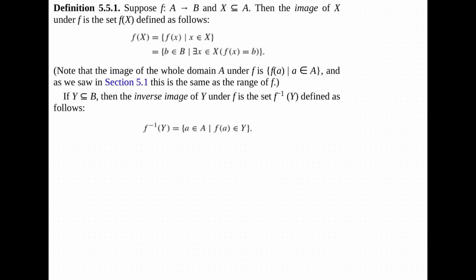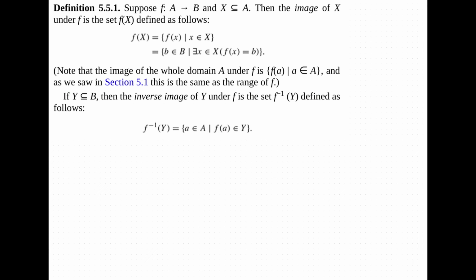The second definition is the notion of an inverse image. For the inverse image, we proceed similarly, except that now we are looking at the set of outputs, the set B. We take a subset Y of B, and we define the inverse image of Y under the function f to be the set f inverse of Y. We define this as the set of those elements a in the set A such that f of a is in Y.